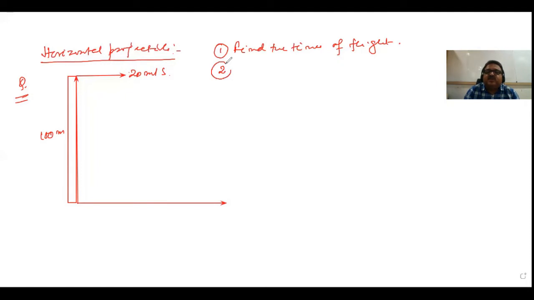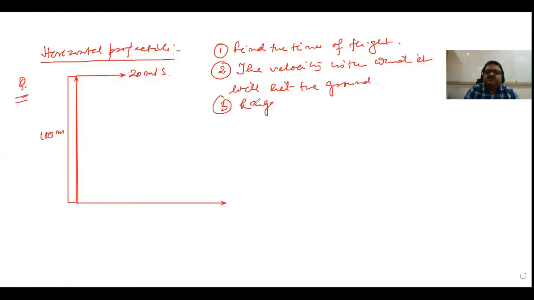Number two, the velocity with which it will hit the ground. And number three, the range of the projectile. Okay, so this is the information given.